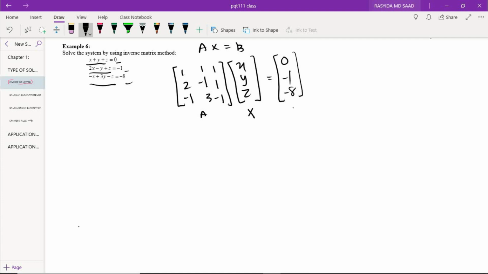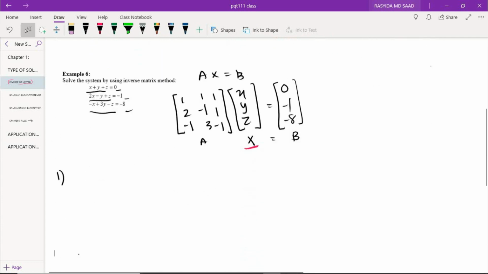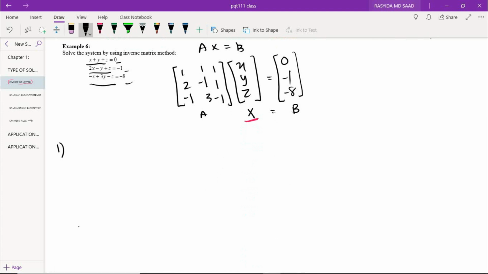Okay, this is our matrix B, AX equal to B. So right now, to find the unknown variable, first we need to find the inverse of matrix A. As we know, first we need to find the minor. So the minor for this matrix A is equal to, okay, 1, 1.